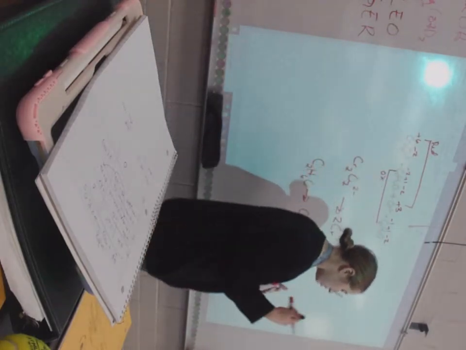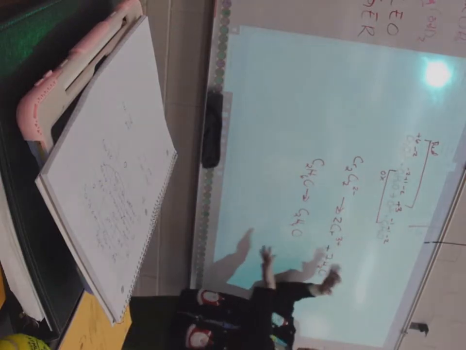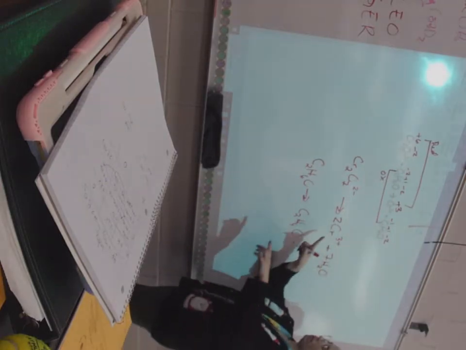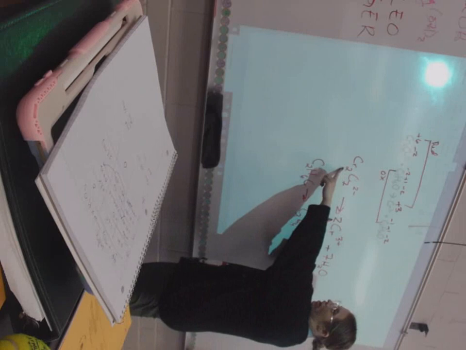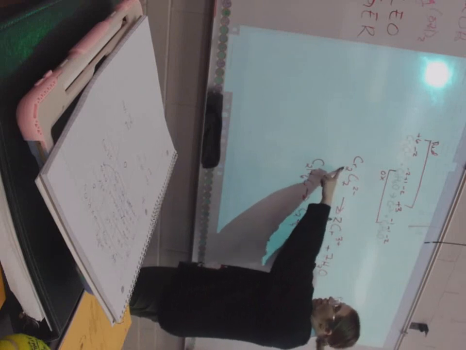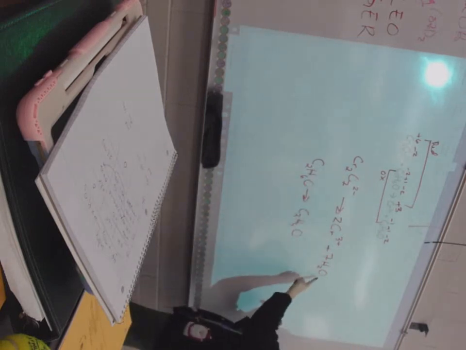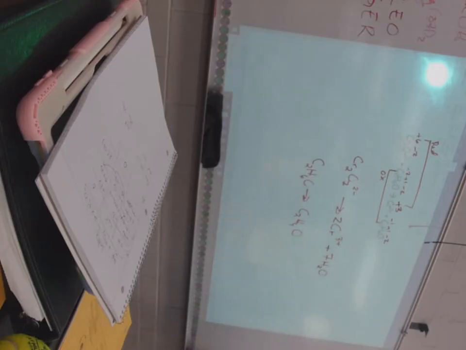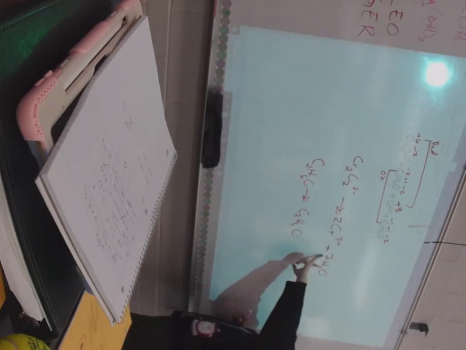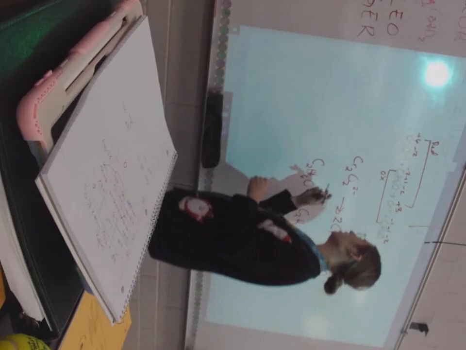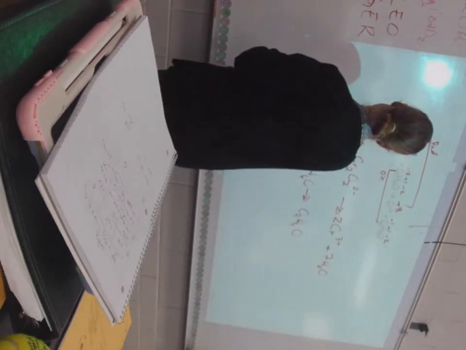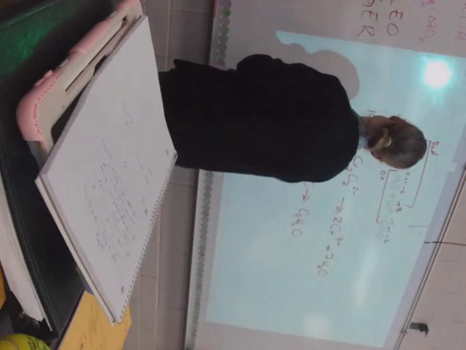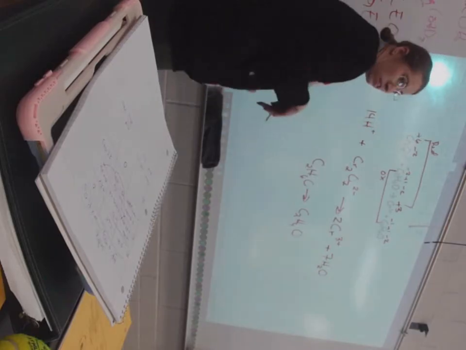Okay. So again, the first thing we did was the half reactions. The second thing we did is we balanced the non-hydrogen and oxygen atoms. And then the third thing is we balanced oxygen with water molecules. Now we need to balance hydrogens with H+. So I have 14 hydrogens on this side, so I need to add 14 H+ on the other side.